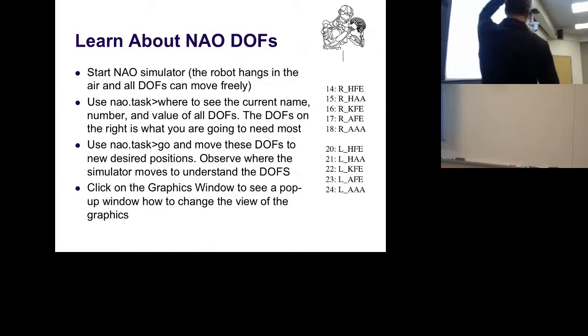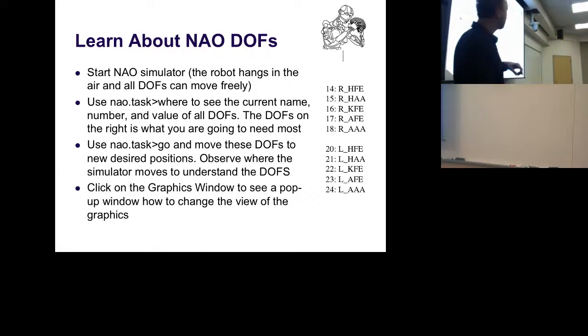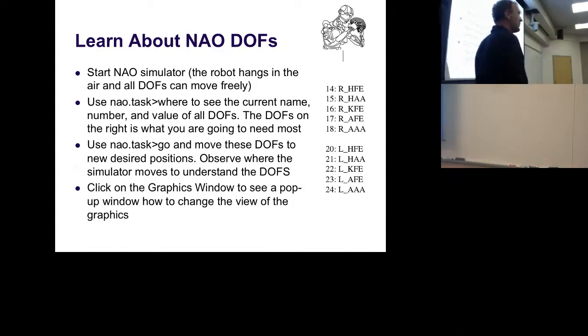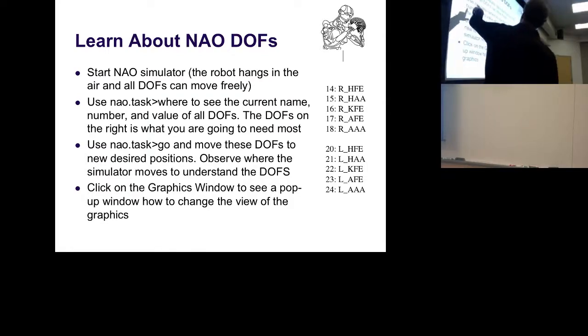You need to know the NAO degrees of freedom. And I have a slide in the next slide, which will hopefully make this clear. So the best thing is to start the NAO simulator. Initially, the robot's in what we call a free space state. That means we hang it at the 0 point of the world coordinate system, so it's not touching the ground. And the good thing is you can move it freely. That's the mode you've been working with right now.